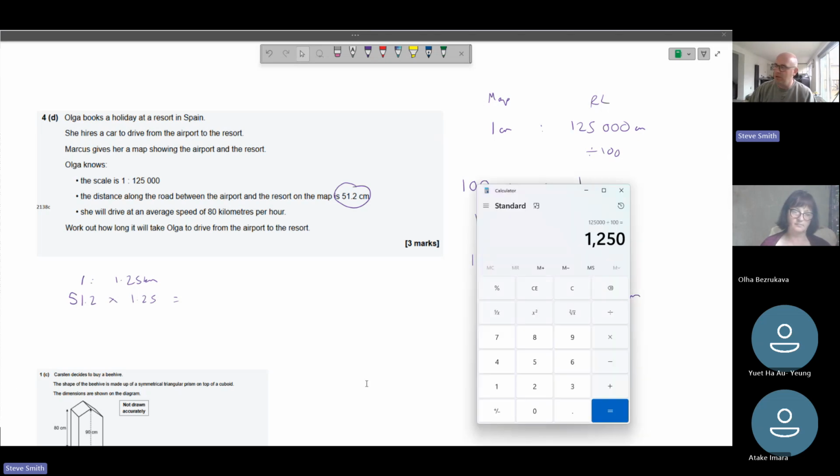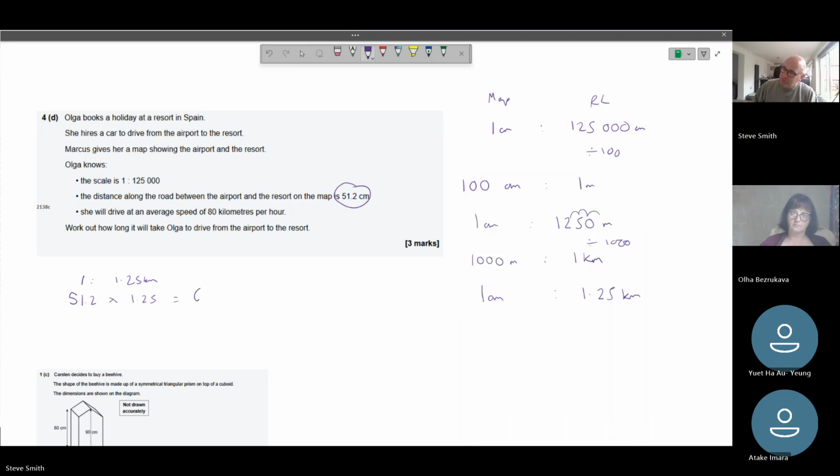Right, where's my calculator? There it is. 51.2, because that's how far it is on the map. We're still talking map here, times by the distance for each centimeter, 1.25 kilometers. So we've now got a distance of 64 kilometers in real life.